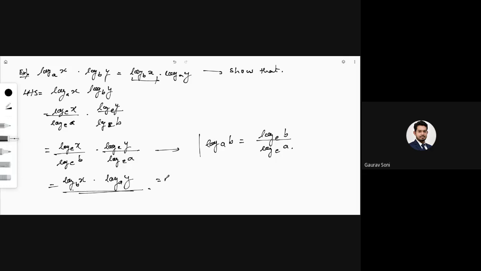Fine. Third, if log of a plus b by 2 is equal to 1 by 2 log a plus log b, show that a is equal to b.